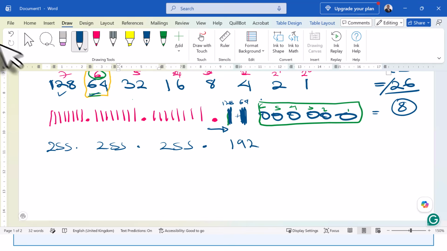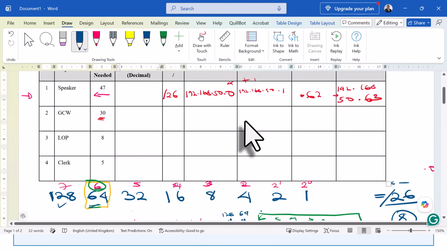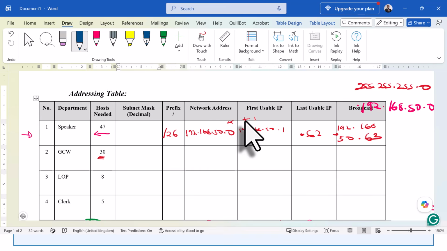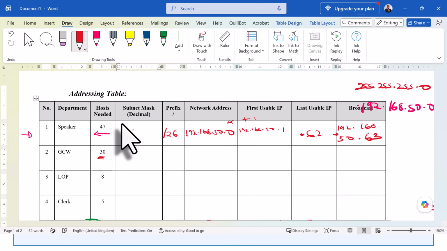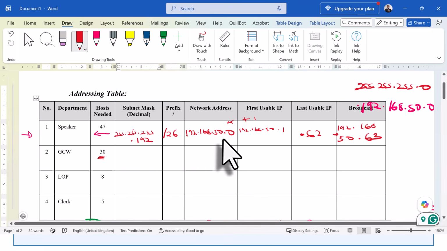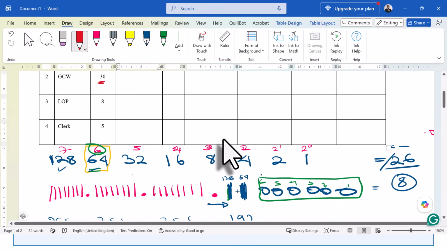So the new subnet mask for our speaker's office is going to be 255.255.255.192, and you have your network done. So we continue and go to the government chief whip.